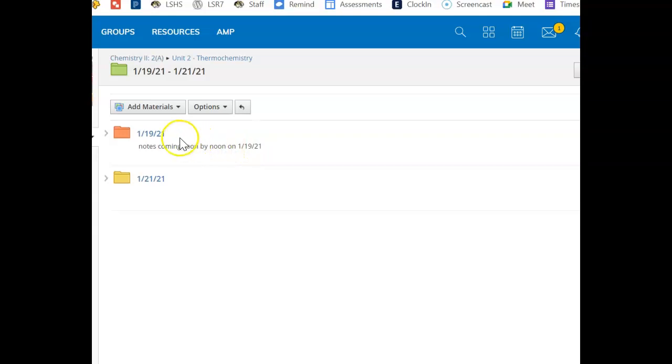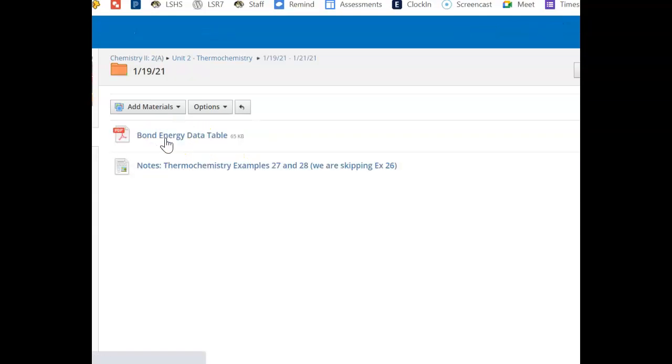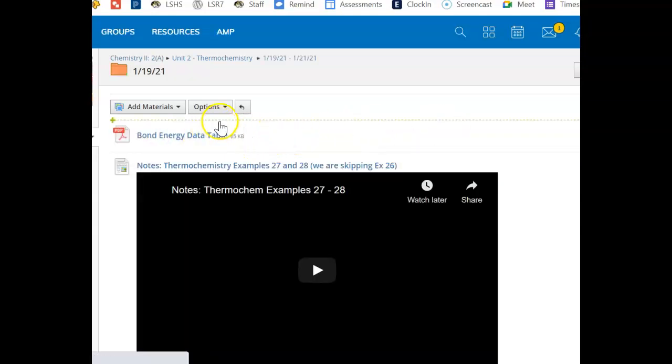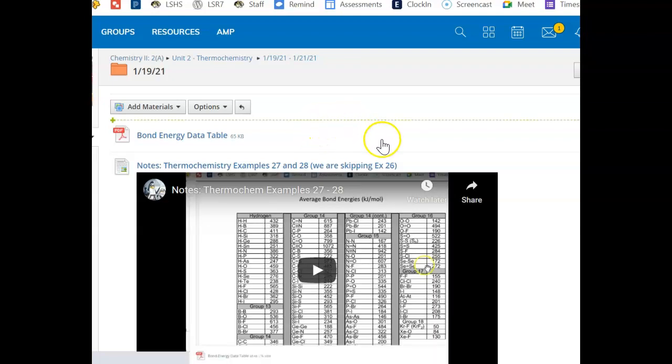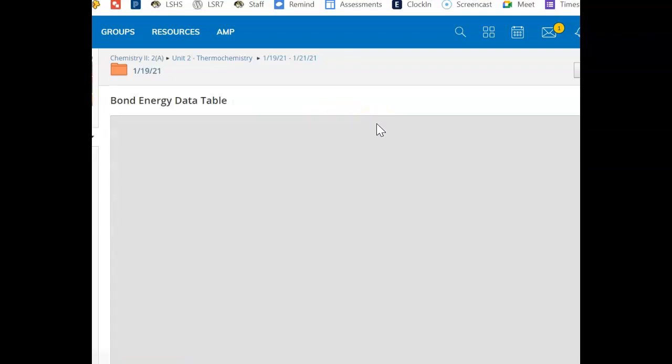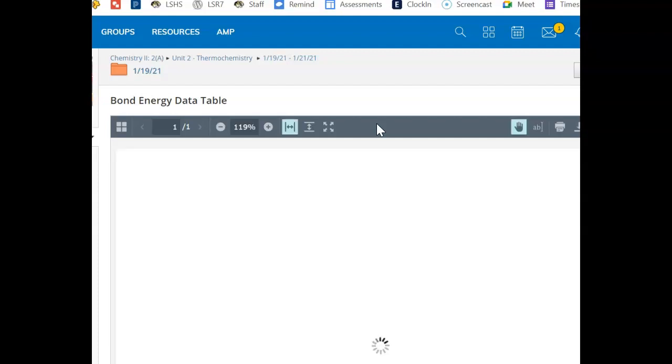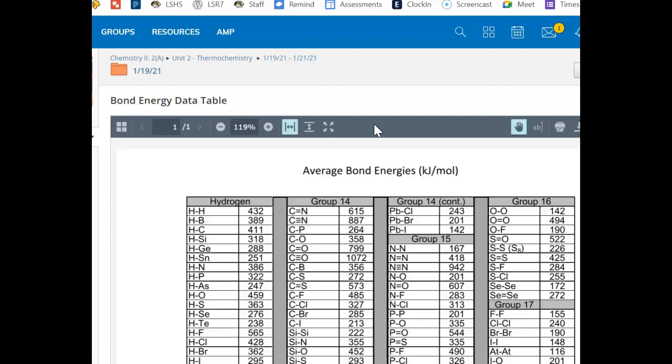First of all, the stuff that you need now is in here, so that piece can be taken out. The first thing I want to point out in today's folder, in the 19th, is the bond energy data table. This chart you will need to complete this assignment. I did not provide a hard copy, I don't believe, so I apologize for that. I didn't even think about it when I was making copies. But you can use it here. We're only going to use it for this short little time, so it shouldn't be a big deal.